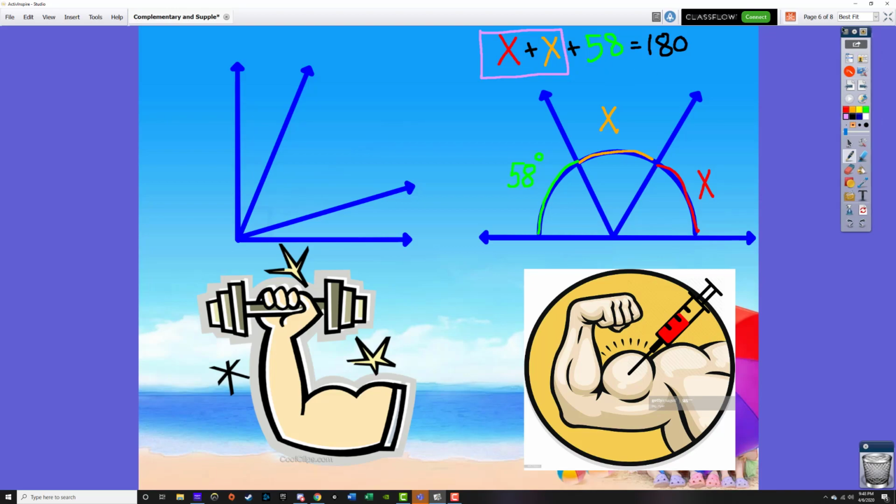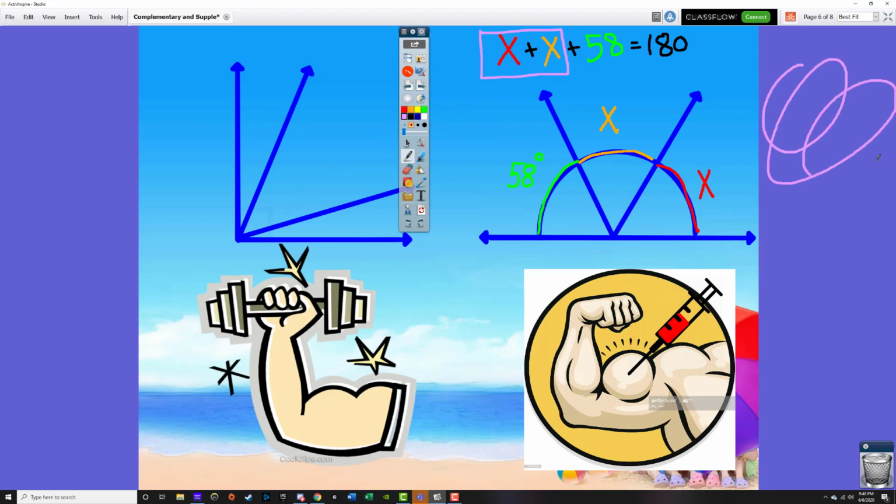I'm going to move this over here, and we'll do it over here in this area. So x plus x is going to give us 2x. Okay, there was nothing to combine the plus 58 with, so it just stays exactly the way it is. And this is still going to equal exactly 180 degrees. And now the 2-step equation is set up. And if it's been a while, I would suggest taking a look at your multi-step equation notes in your interactive notebooks.